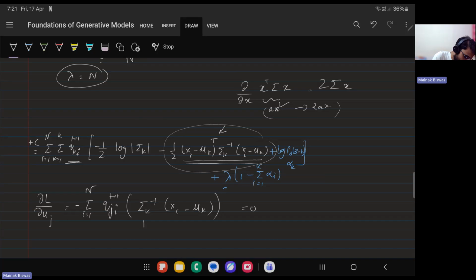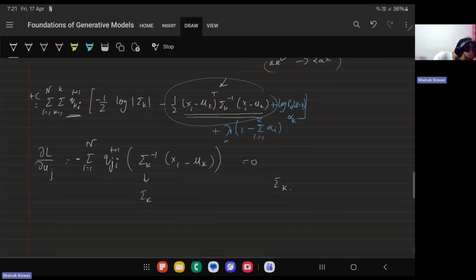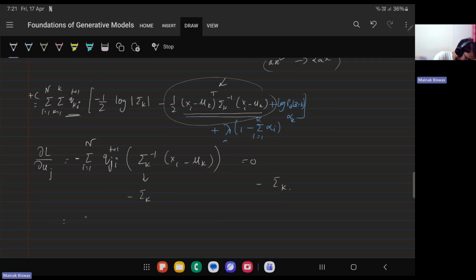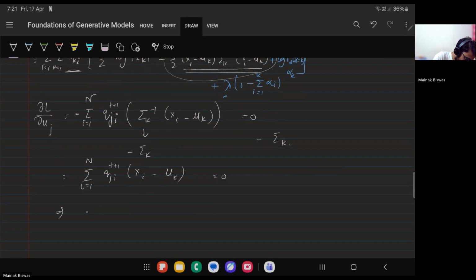See here, this mu k, you can take an inverse operation, mu k you can multiply. This goes to 1 on both sides. And also multiply minus mu k. So this term becomes summation of I equal to 1 to n q j I t plus 1 times xi minus mu k equal to 0. So you'll get mu k times summation of I equal to 1 to n q j I t plus 1 is equal to summation of I equal to 1 to n q j I t plus 1 xi.